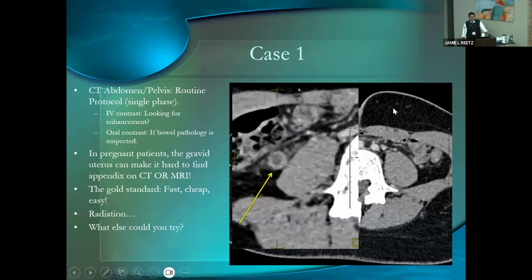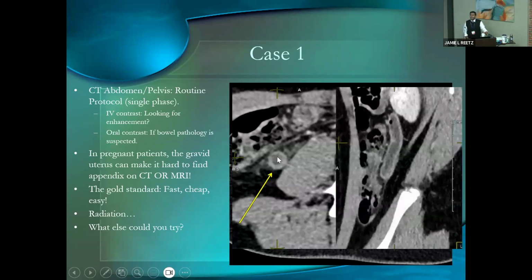And so on this case, obviously the appendix, you can see here, there's a thickened tubular structure in the right lower quadrant. The wall thickness is significant. The appendix should be about 5 millimeters. This is going to be about 1.3 centimeters. So we know this is dilated. On a CT, this is a slam dunk diagnosis. This is acute appendicitis. Now, again, I'm going to be like, what about the radiation?